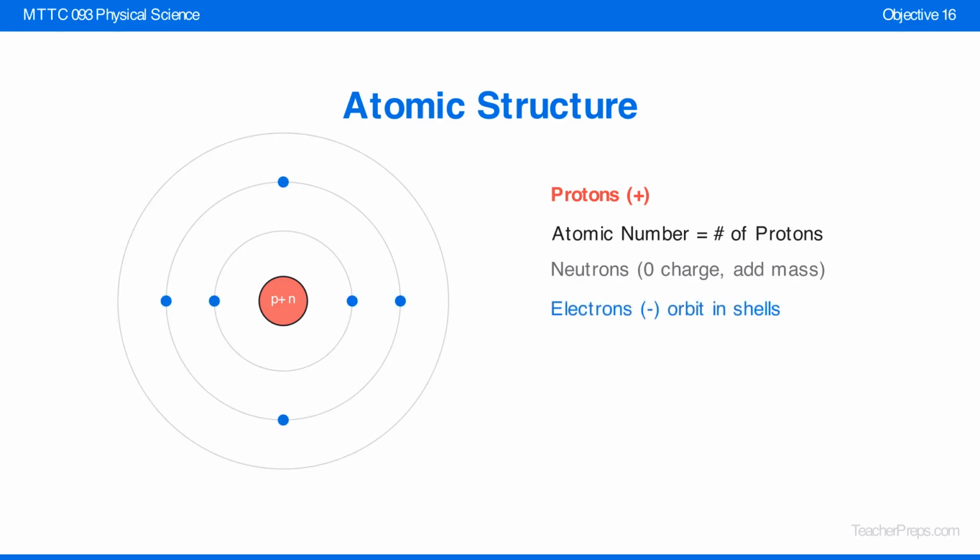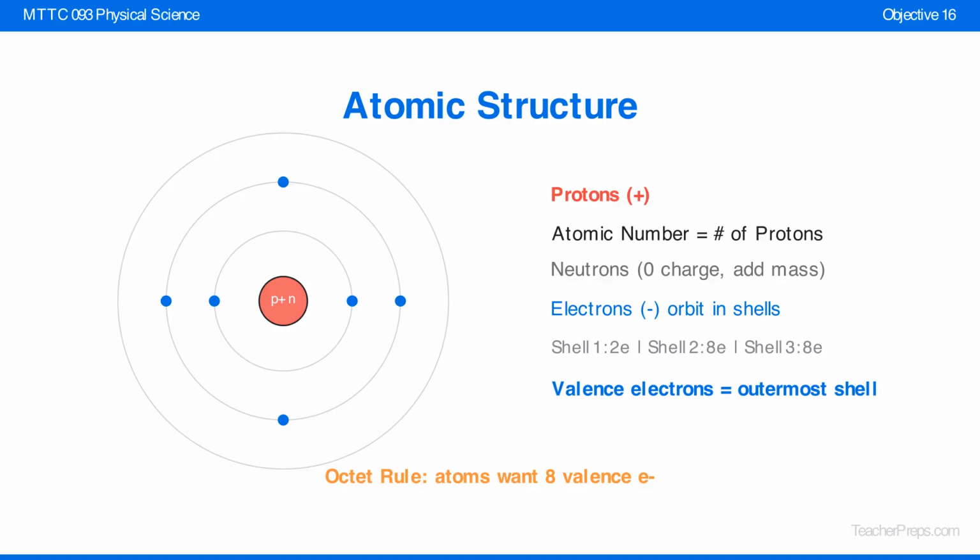And electrons carry a negative charge and orbit the nucleus in energy levels, also called shells. The first shell holds up to 2 electrons, the second holds up to 8, and the third also holds up to 8. The electrons in the outermost shell are called valence electrons, and they determine how an atom behaves chemically. Atoms want a full outer shell. This desire for a complete set of valence electrons is called the octet rule, and it is the driving force behind chemical bonding. The standard model taught at the elementary level is the Bohr model, which shows electrons orbiting the nucleus in distinct circular shells.